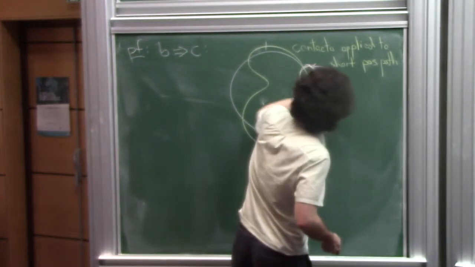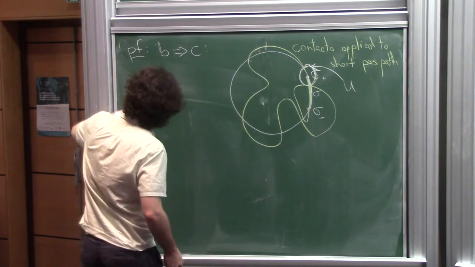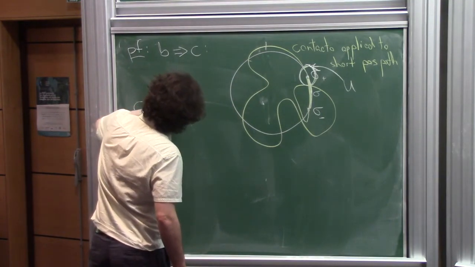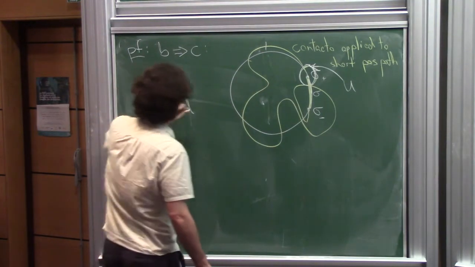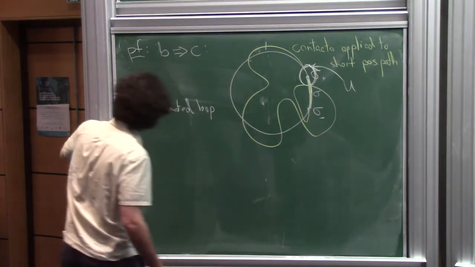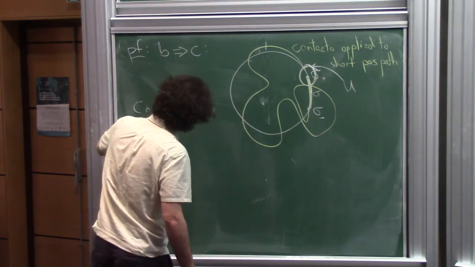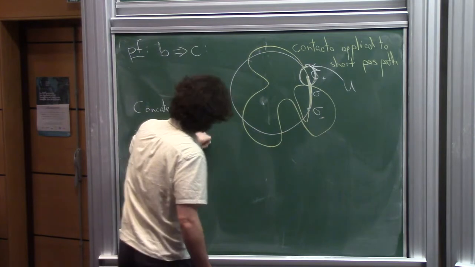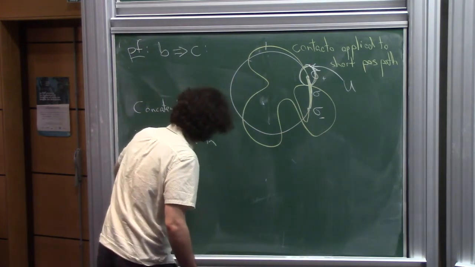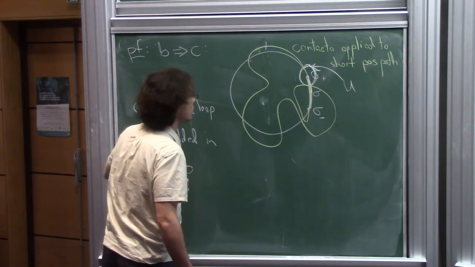Let's call this region U. The concatenated path loop is embedded in U, which is some neighborhood of sigma plus.